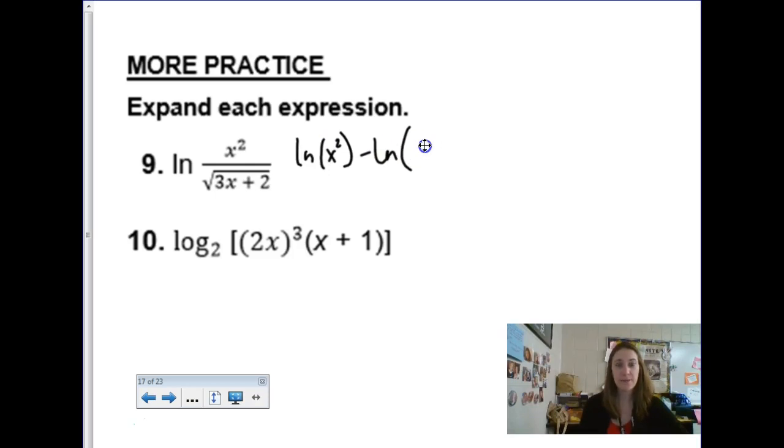And then instead of 3x plus 2 square rooted, I'm going to rewrite that as 3x plus 2 to the 1/2 power. So then there's nothing inside the logarithm as far as multiplication problems anymore, but these exponents do need to come down.